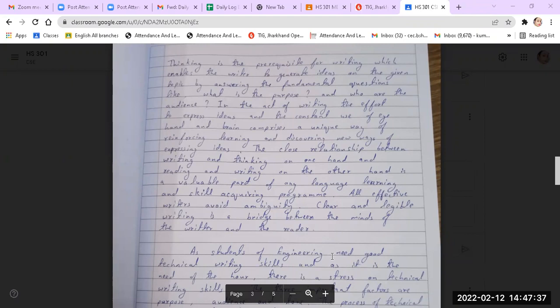In the act of writing, the effort to express ideas and the constant use of eye, hand, and brain comprises a unique way of reinforcing learning and discovering new ways of expressing ideas. The close relationship between writing and thinking on one hand and reading and writing on the other hand.